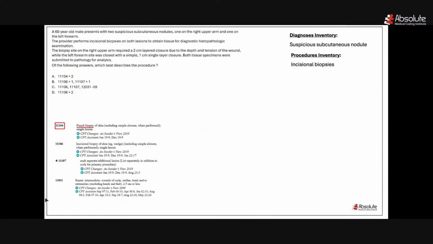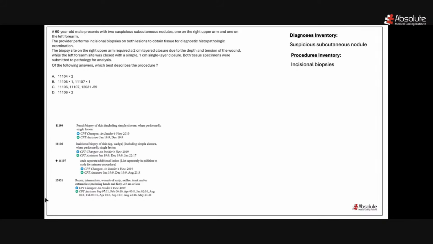I'm sorry, my OnClicks has some issues. Okay, so here we have the diagnosis inventory, a suspicious subcutaneous nodule, and in the procedure inventory, we have an incisional biopsy performed, right?